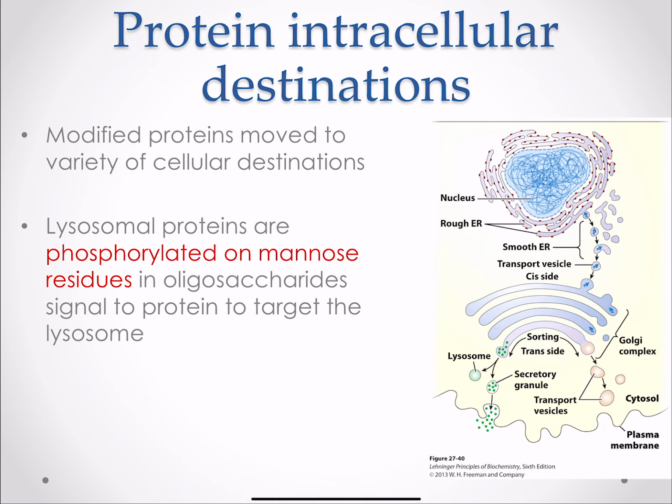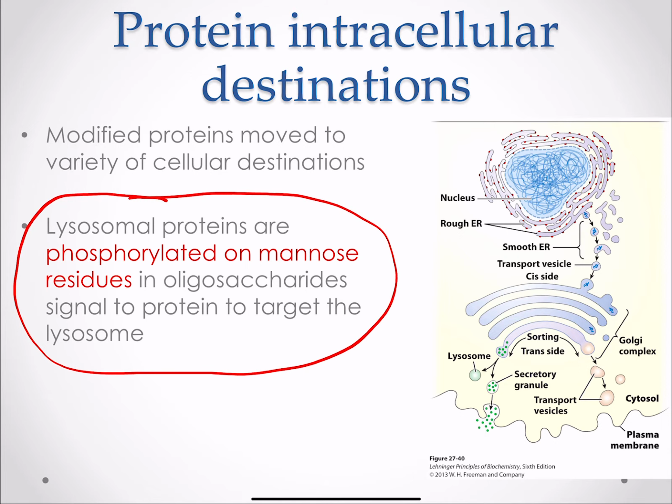Now proteins can be moved into different locations in the cell. One of them that is most characterized is lysosomal proteins. These are going to be, as they go through the Golgi, phosphorylated on mannose residues. And this phosphorylation on mannose residues is going to signal that these proteins need to go to the lysosome.